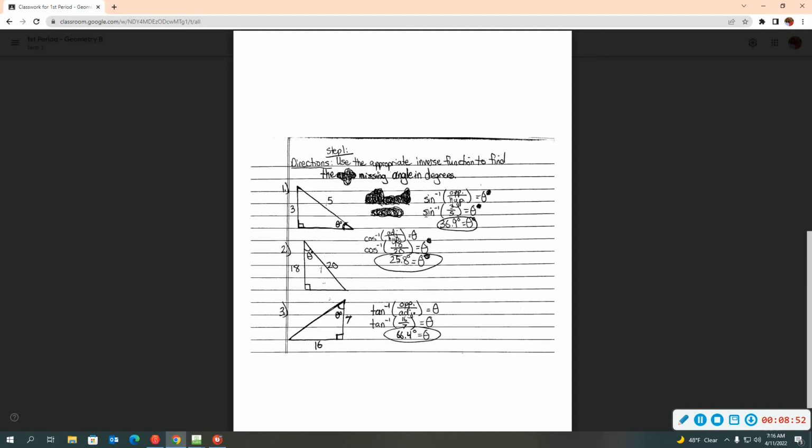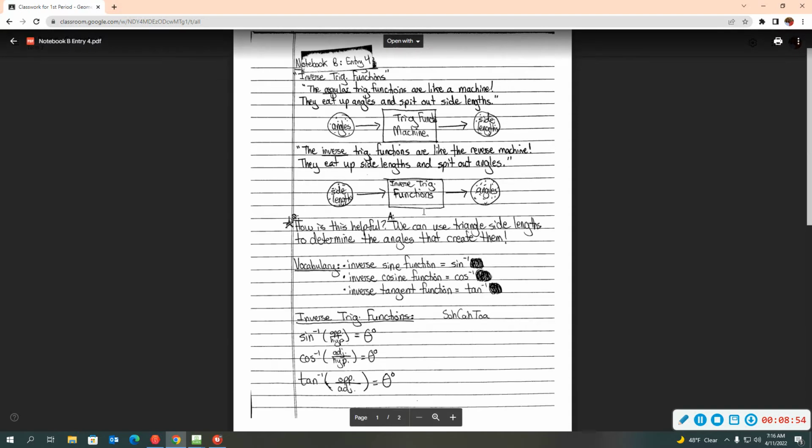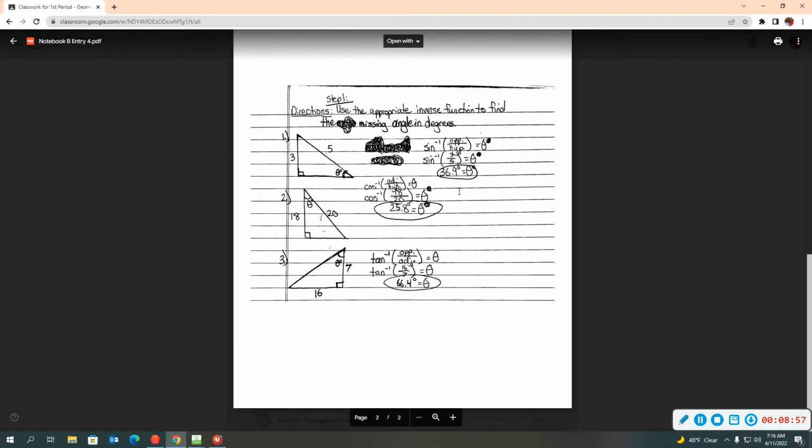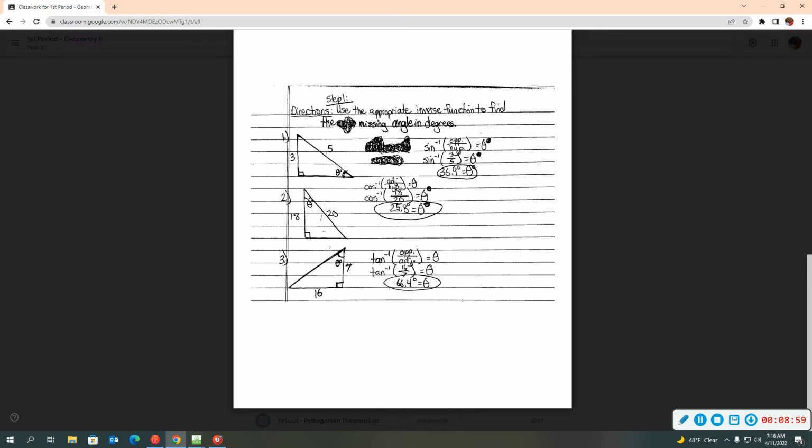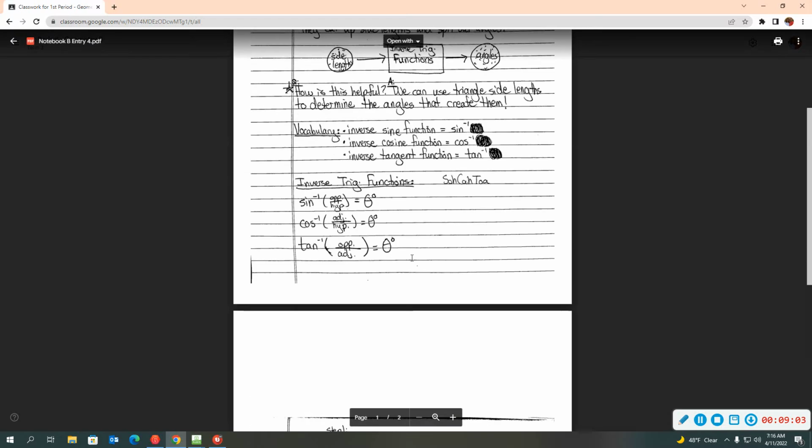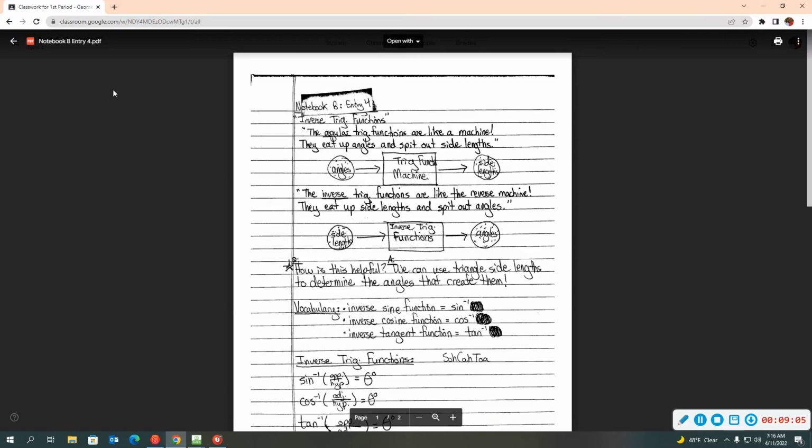So finding the angles of these, I think, is a little easier than finding the sides because they're already solved for theta, and you don't have to do any solving as far as dividing or multiplying stuff through. But make sure you have these notes written down for your entry.